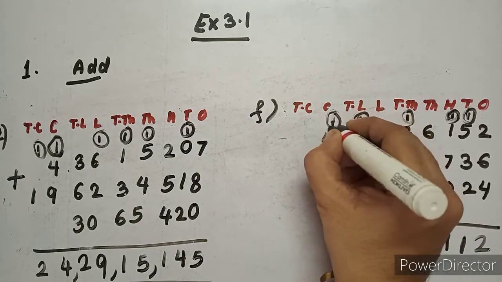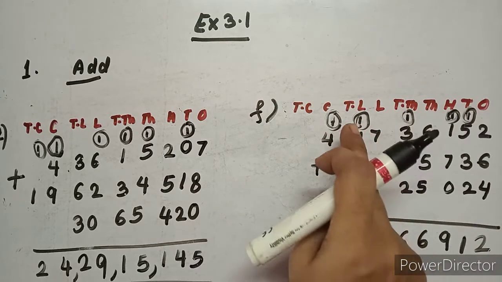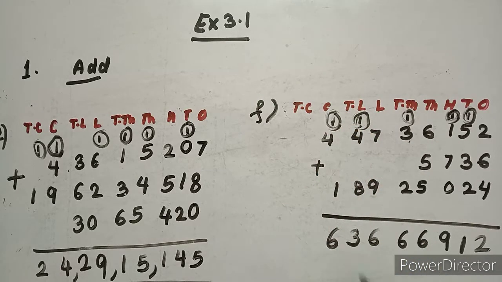Can you see this? Okay. Then 1 plus 4 is 5 and 1 is 6. So you get the number as 6 crore 36 lakhs 66,912. Okay, so 6 crore 36 lakhs 66,912 is your sum. So with this we complete the first question. We will move to the second question.